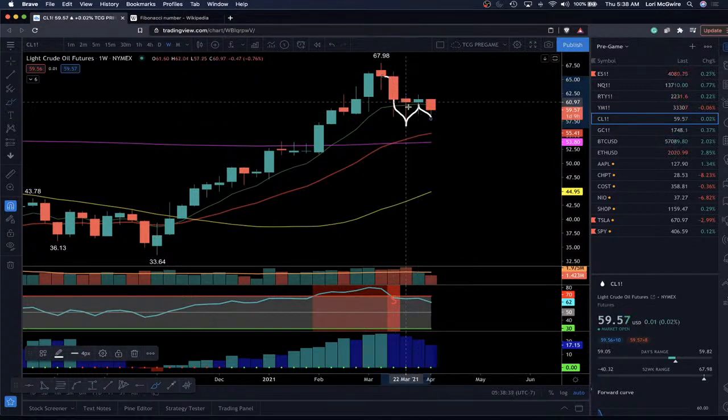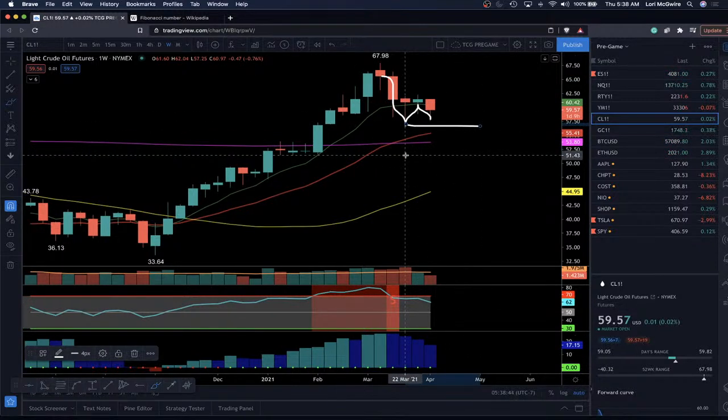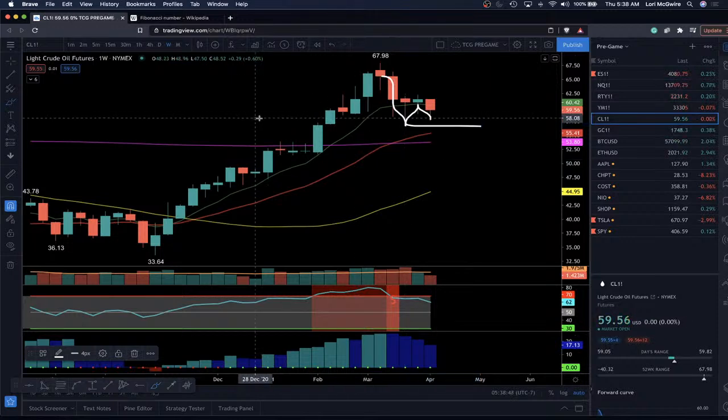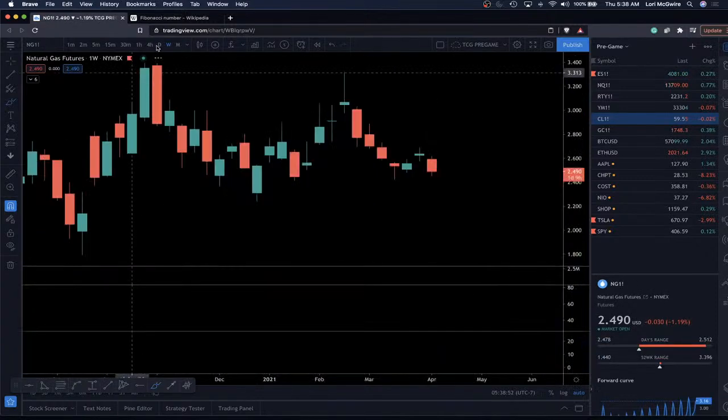Zooming out on oil, on the weekly, we have an uptrend, and we're still holding that weekly key support at 57.25, $57.25. Oil doesn't have any big news coming today that I know of, but nat gas does. So we don't typically look at nat gas, but let's go look at nat gas. We have daily inside bars.